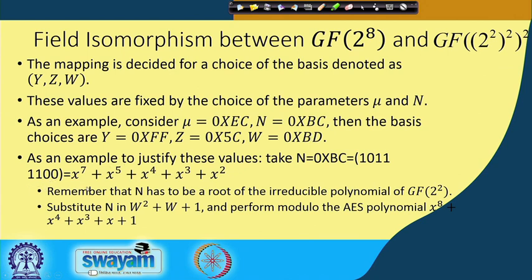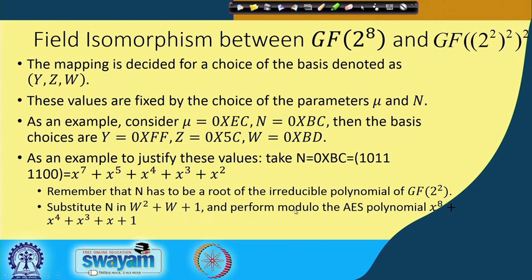So, if you want to express this as a GF(2^8) polynomial, this is nothing but x to the power of 7 plus x to the power of 5 plus x to the power of 4 plus x to the power of 3 plus x squared. Remember the choice of n has to be such that it is a root of the irreducible polynomial of GF(2^2). That is how we were choosing n. The corresponding polynomial was w squared plus w plus 1. Therefore, n has to be a root of w squared plus w plus 1.